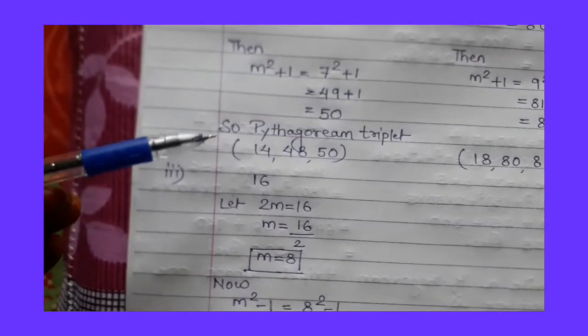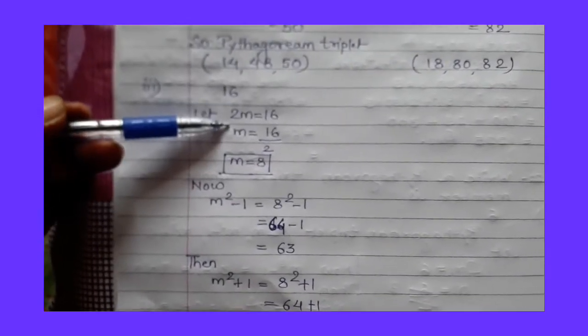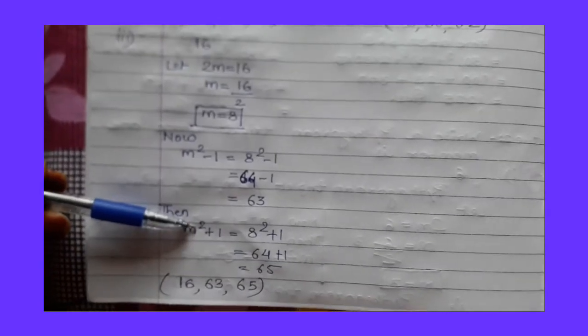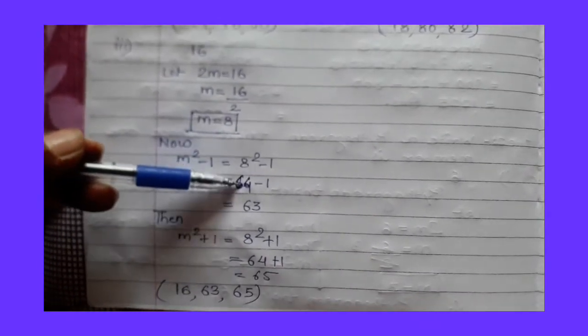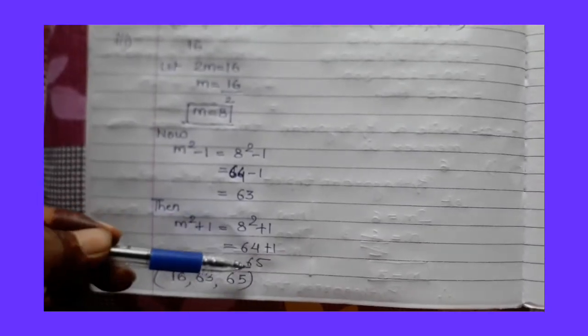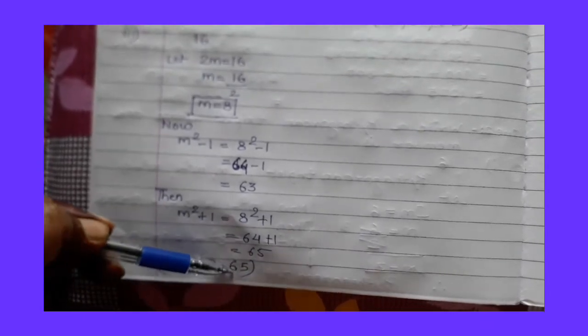Same way part 3. In part 3 16 is given. By same way you have to solve again. 2m is equals to 16. So m is equals to 16 divided by 2, that is m is equals to 8. Now we'll find m square minus 1 and then m square plus 1. m square minus 1, 8 square. 8 square is 64 minus 1, that is 63. And then m square plus 1, that is 64 plus 1, that is 65. So our Pythagorean triplet is 16, 63 and 65.